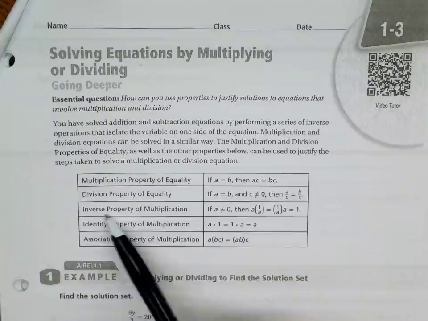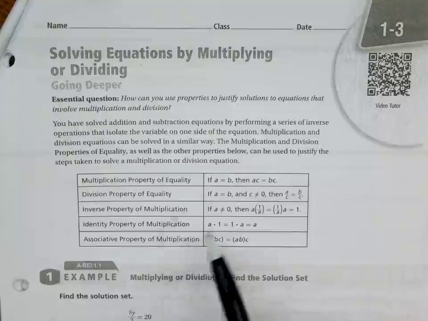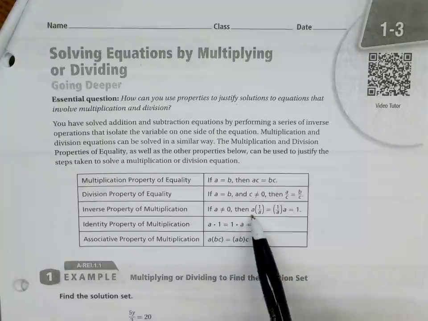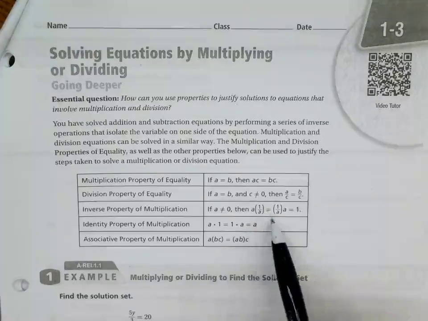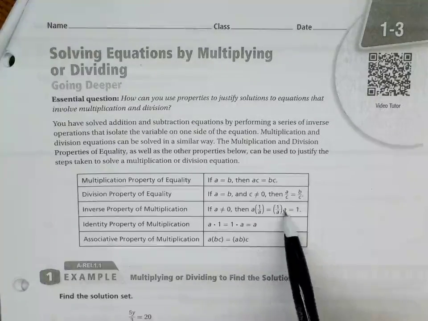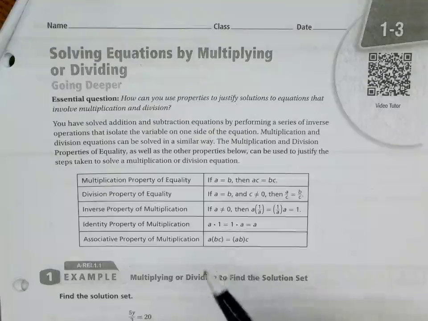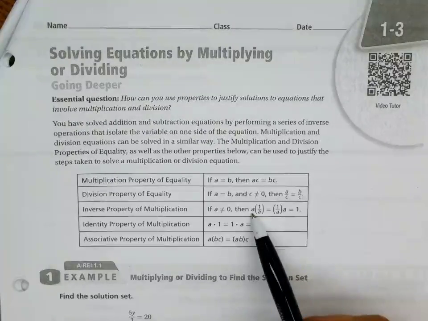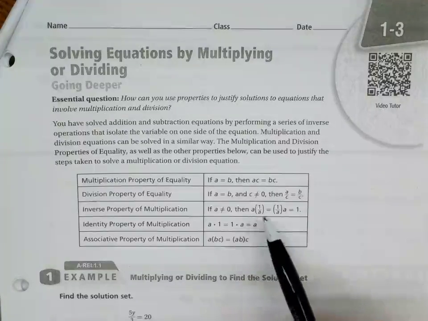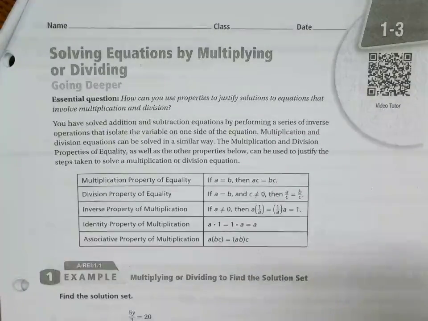The inverse property of multiplication. If A is not equal to 0, then A times 1 over A, its multiplicative inverse, equals 1 over A times A, which is 1. Basically, this is just saying that any number times its reciprocal, or multiplicative inverse, equals 1. Any number times its flip is going to be 1.